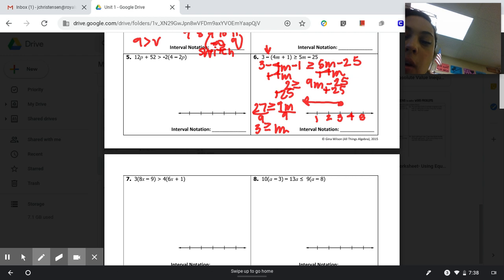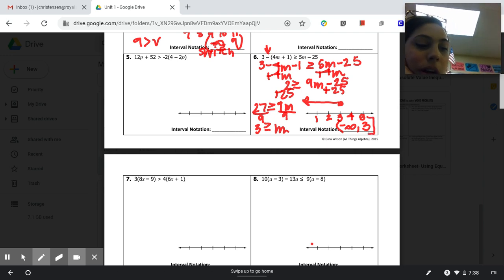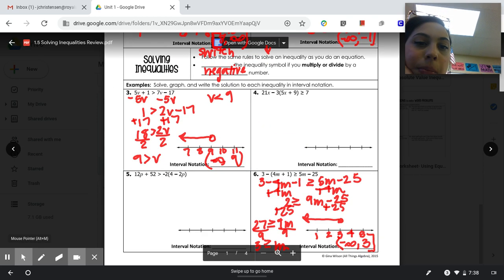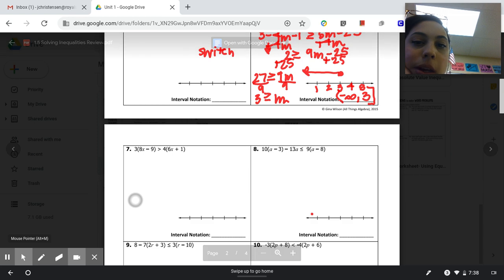So the smallest number is going to be going in the negative infinity direction, so we'll just write negative infinity. The biggest number it could be is 3. Negative infinity gets the parentheses, as always. For 3, since we can be equal to it, it does include 3, and we have a closed dot, so we're going to use this bracket on this side.